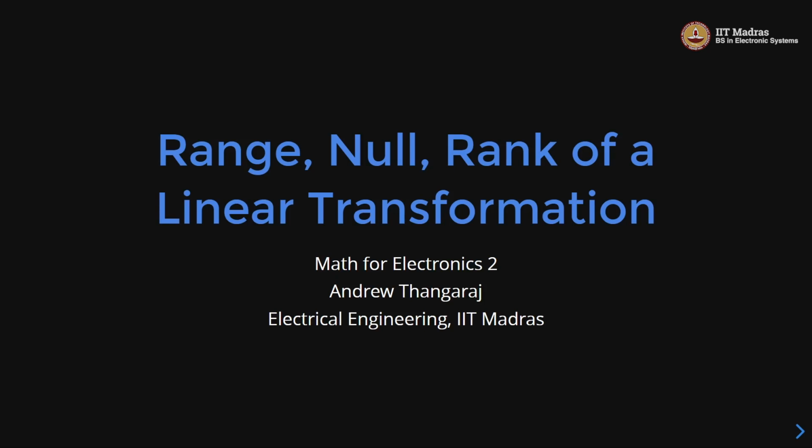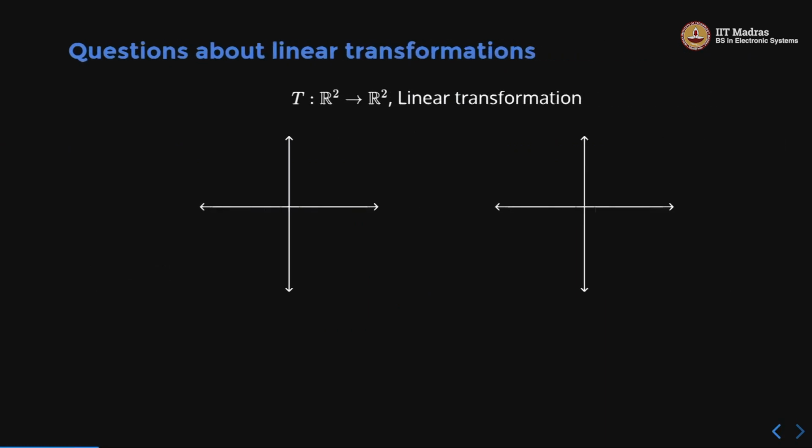Range and null space are those two important subspaces. Rank is basically the dimension of the range, and nullity will be the dimension of the null space. These are very easy ideas, but very, very important, crucial. We'll introduce them in this lecture.